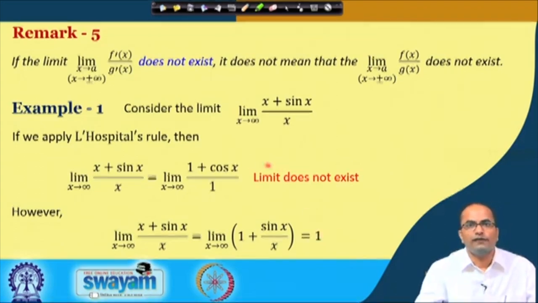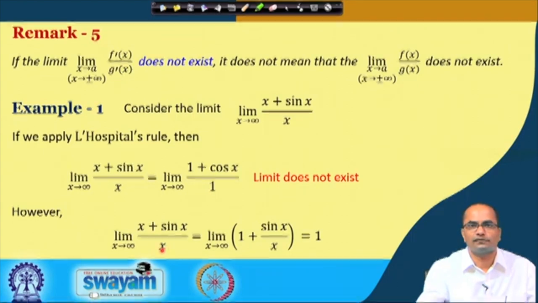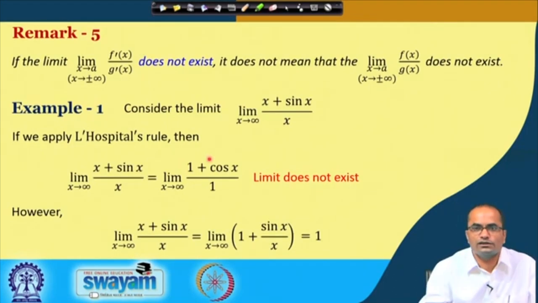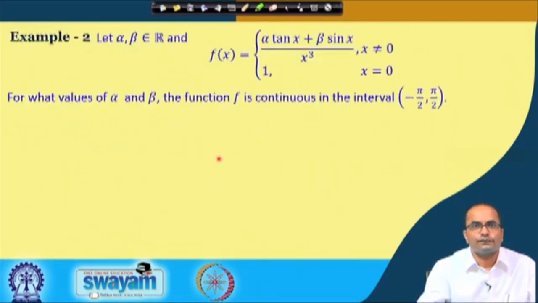If we would have concluded by applying the L'Hopital rule that because this limit does not exist, the limit as x goes to infinity of (x plus sin x) over x does not exist, that would have been a wrong conclusion. That is why in the rule every time we have written "provided the limit of the ratio of the derivatives exists". So, that is very important.